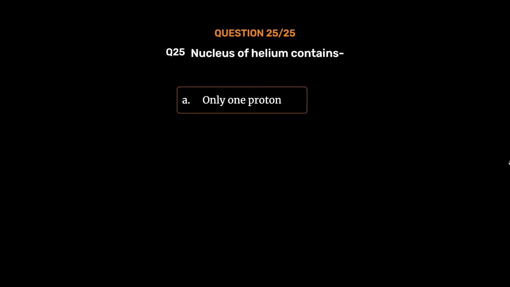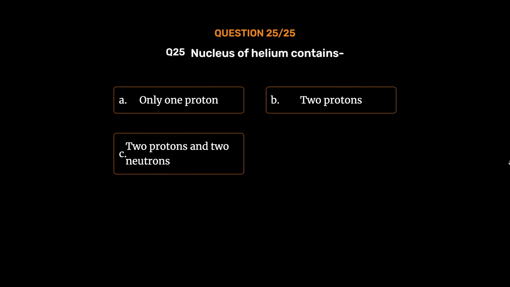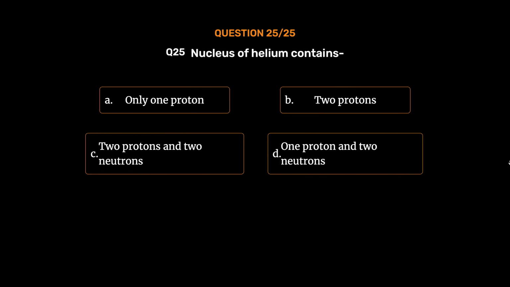Question number 25. Nucleus of helium contains option A. Only one proton. Option B. 2 protons. Option C. 2 protons and 2 neutrons. Option D. 1 proton and 2 neutrons. The correct answer is option C.